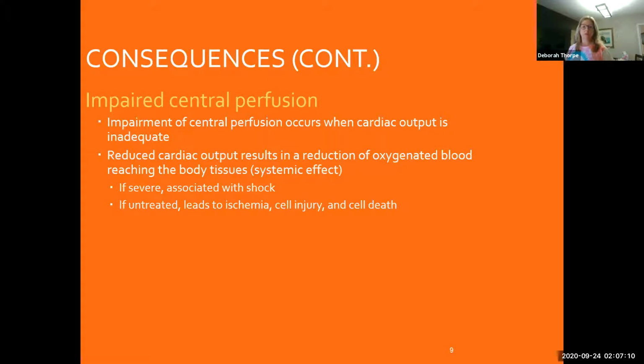Impaired central perfusion. The impairment of central perfusion occurs when the cardiac output is inadequate. Reduced cardiac output is a reduction in oxygenated blood reaching the body tissues. So it's a systemic effect.